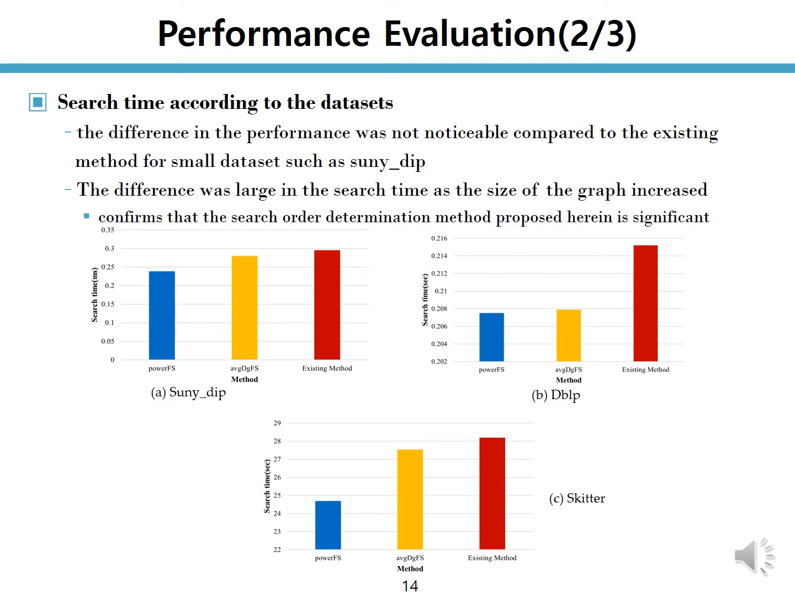This figure is the search time according to the data sets. Although the difference in the performance was not noticeable compared to the existing method for a small data set, the difference was large in the search time as the size of the graph increased. This confirms that the search order determination method proposed herein is significant. Furthermore, the time required for determining the search order by calculating FS through the collected statistical information and partitioning the query was not long compared to the search time.